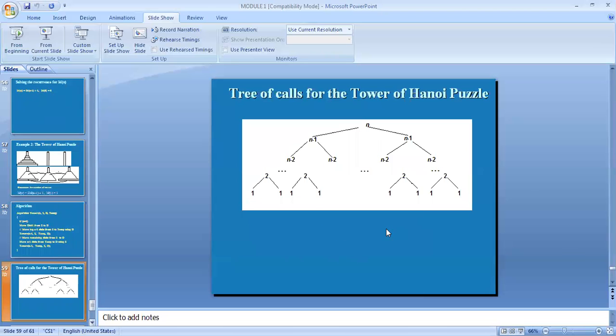This is the tree of calls of the Tower of Hanoi. n calls n minus 1, n minus 1 calls n minus 2, n minus 2 calls n minus 3 and so on. And finally, it calls the first disk, that is 1.